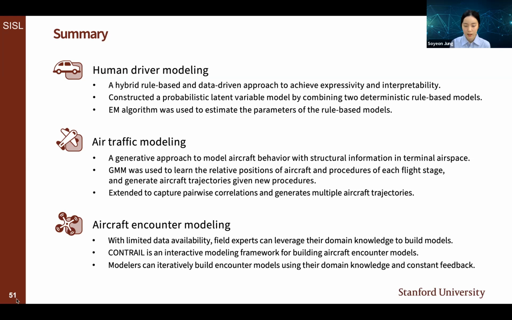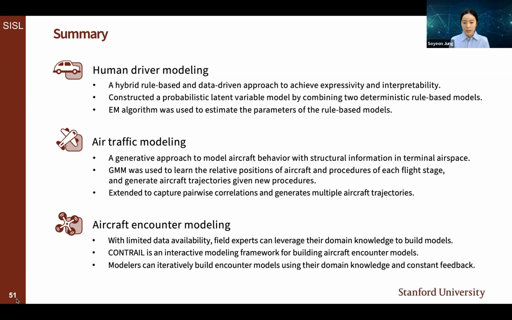Second, I presented a generative approach to model aircraft behavior with structural information in terminal airspace. The GMM was used to learn the relative positions of aircraft and procedures of each flight stage, and to generate aircraft trajectories given new procedures. Then I introduced an extended model that can capture the pairwise correlations and generate multiple aircraft trajectories.